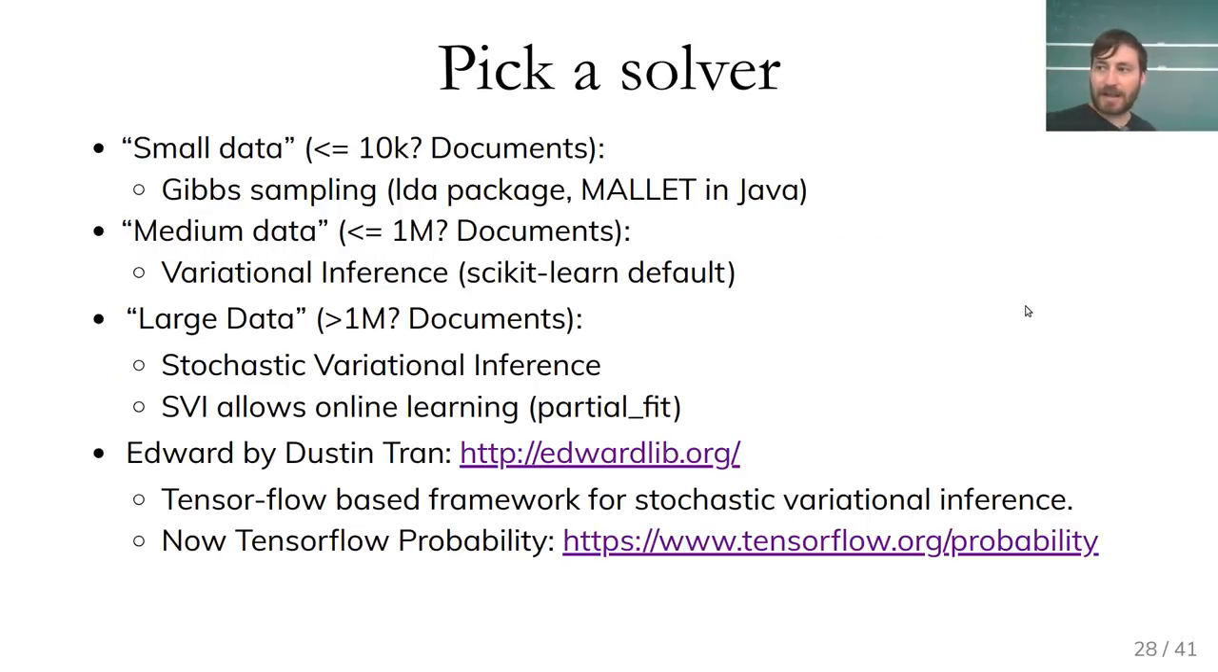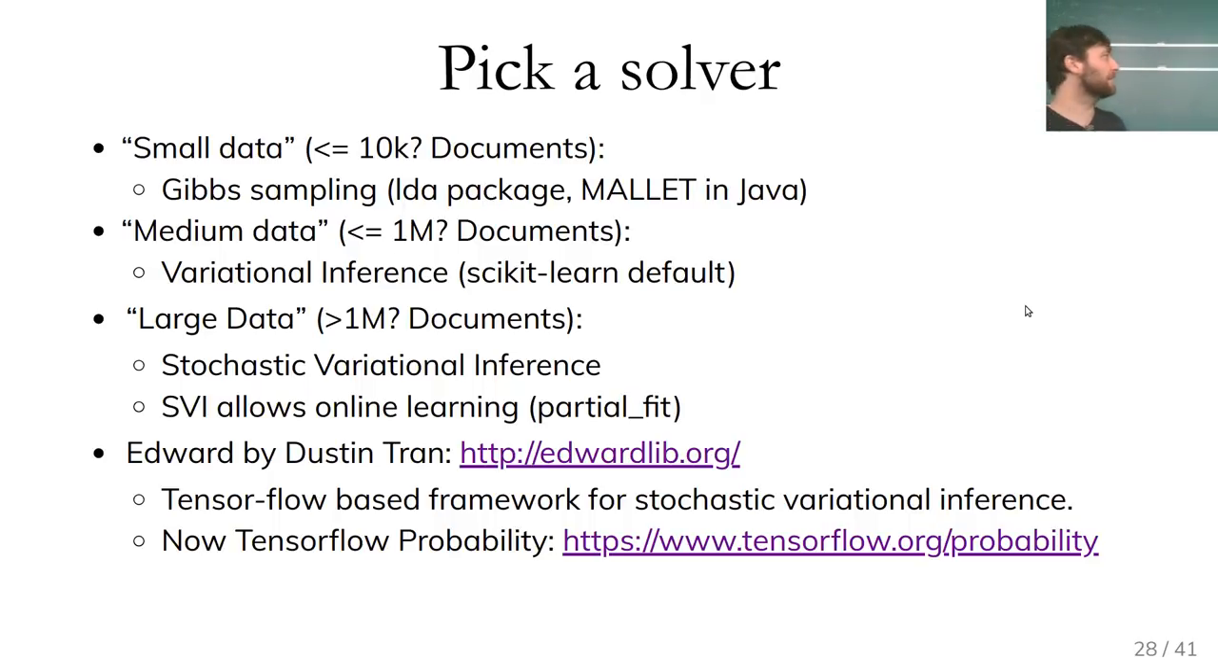If you have small data, I would suggest using Gibbs sampling. There is no Gibbs sampling in scikit-learn, but there's a package called LDA, and there's a very high-quality implementation in Java called Mallet, done by Hannah Wallach, who's also in New York, but at Microsoft. Not everything is done by her, but she did some very cool stuff in there. For medium data, you would use variational inference, which is the default in scikit-learn, so this will be faster, but maybe give you less accurate results.